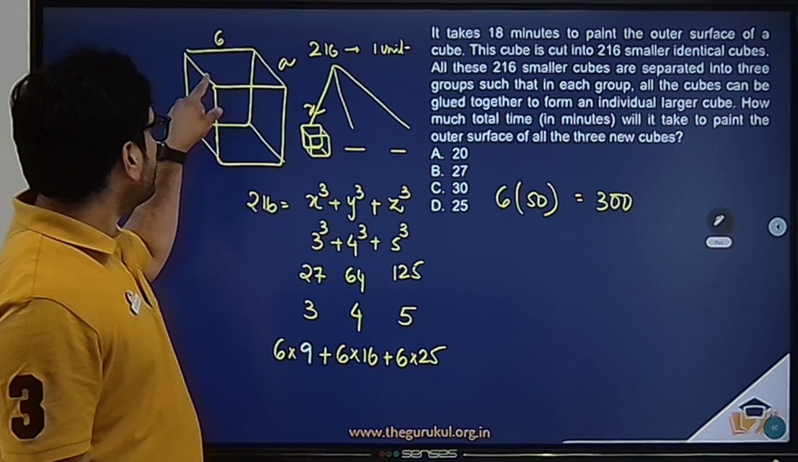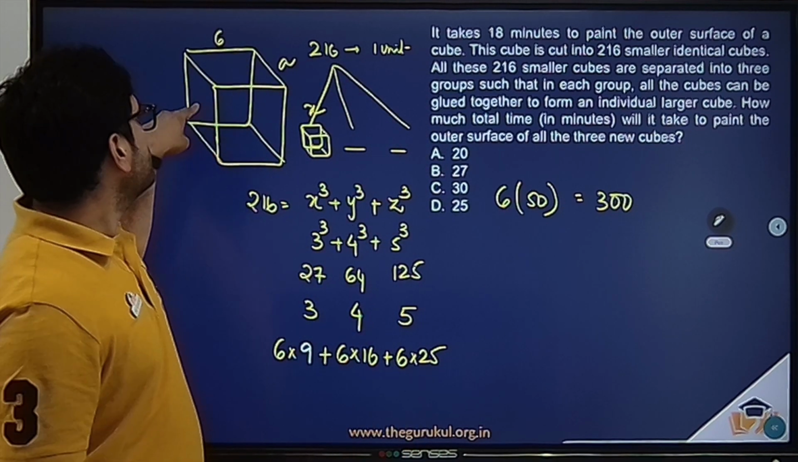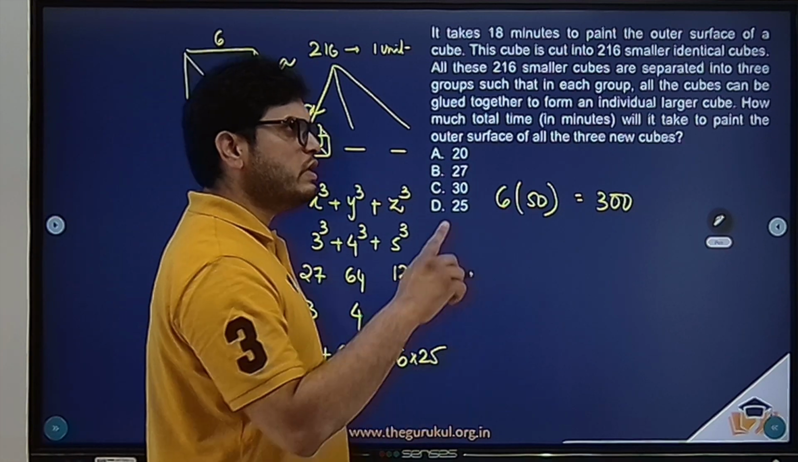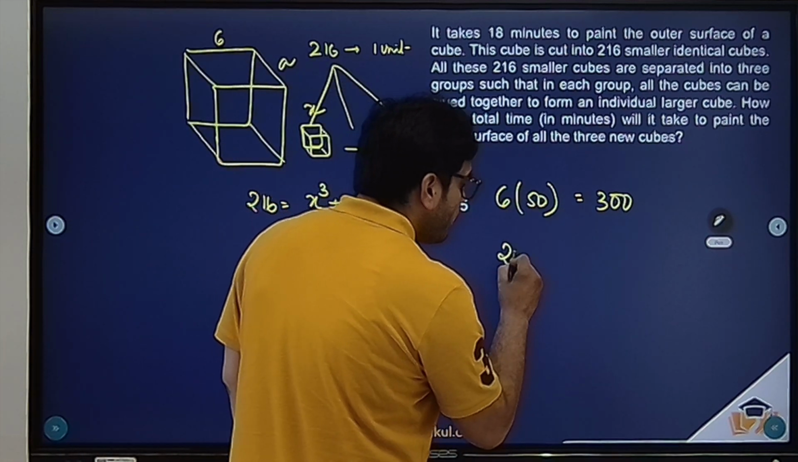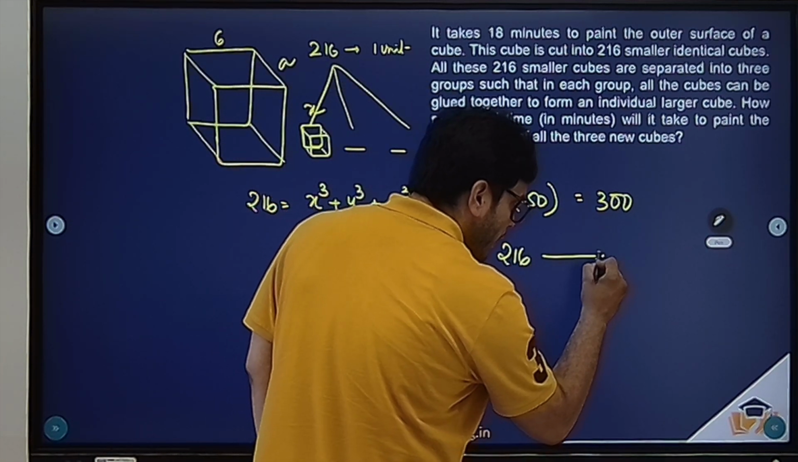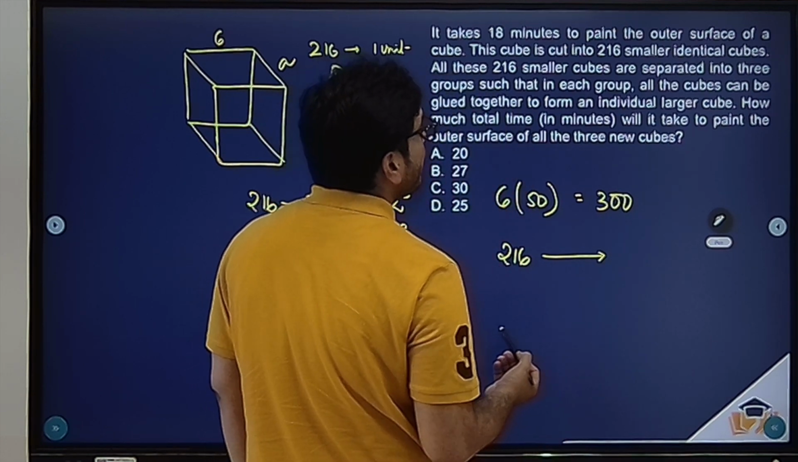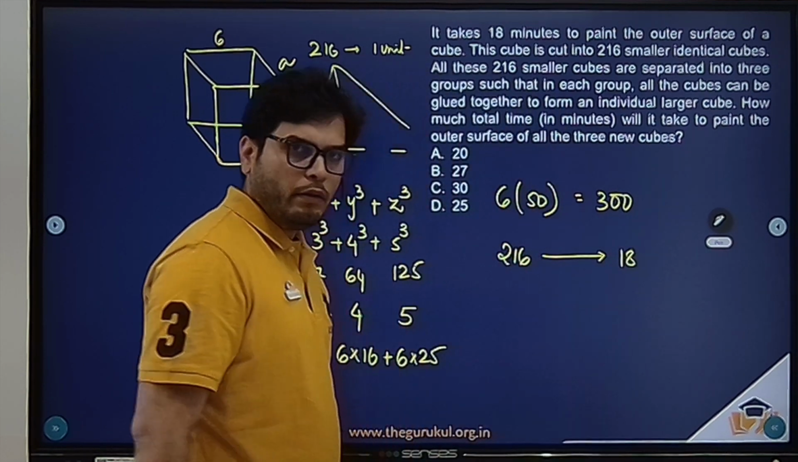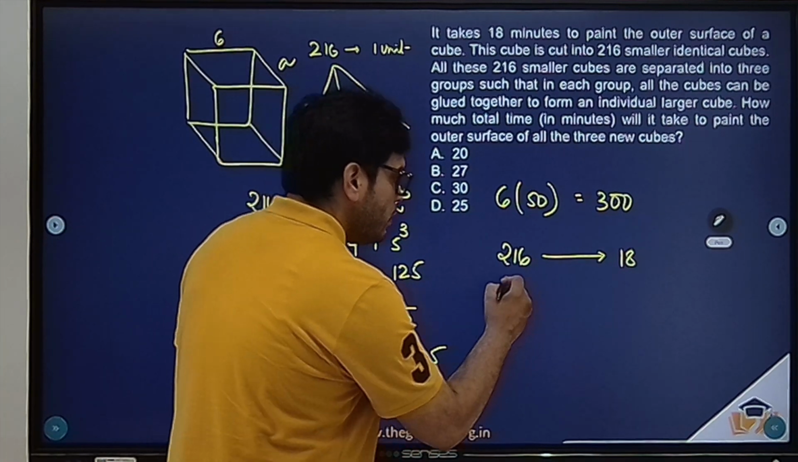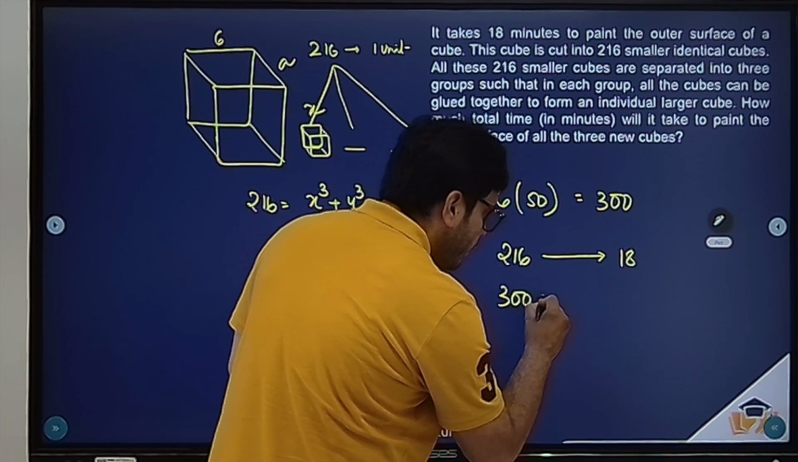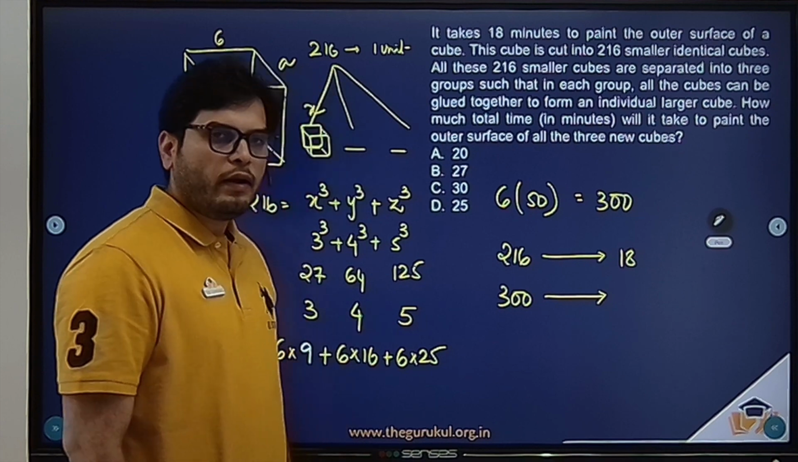Right. Now, what is the total surface area of this cube? 6 into a square. So 6 into 36, 216 square units. To paint 216 square units, it took how many minutes? 18 minutes. If that is the case, right?